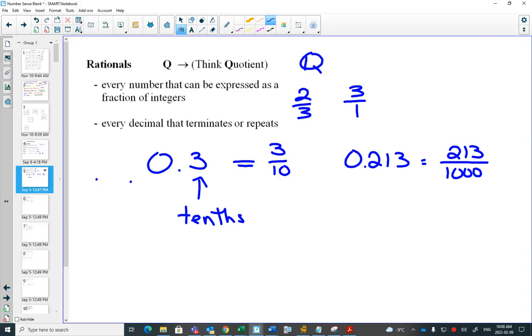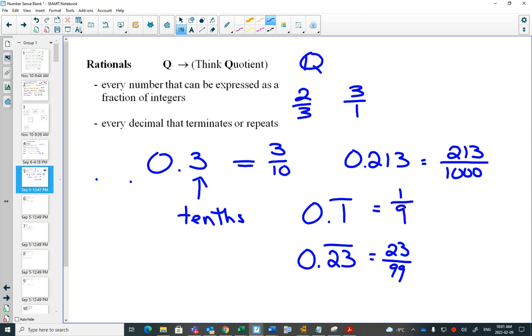Now, something very cool about repeating decimals. 0.1 repeating. I'll see if you can figure out the pattern. It's 1 over 9. Okay? 0.23 repeated is 23 over 99. 0.1571 repeated, 571 over 999. That's so cool. That is very cool.